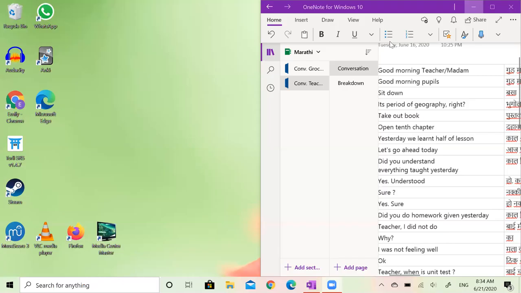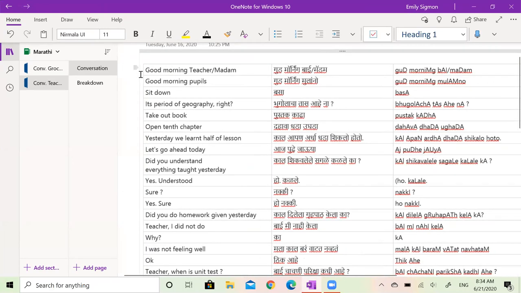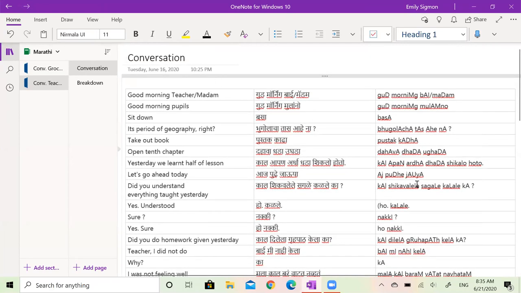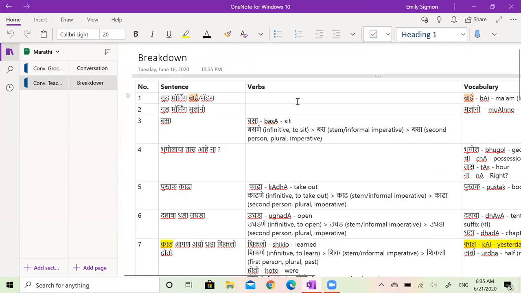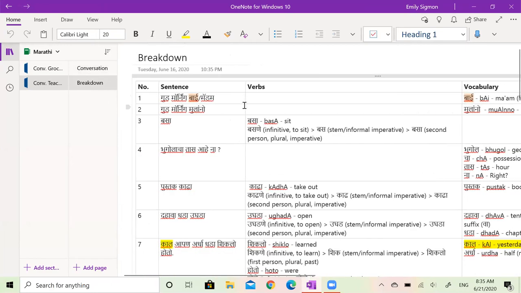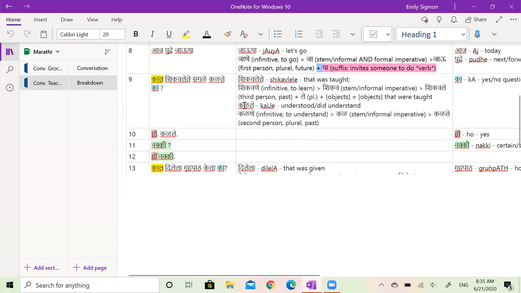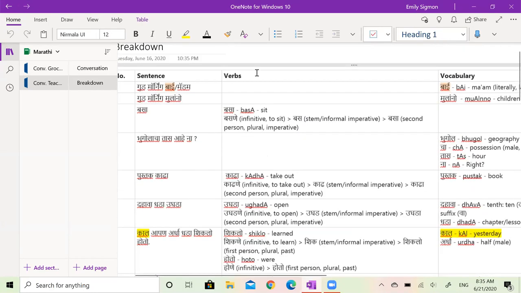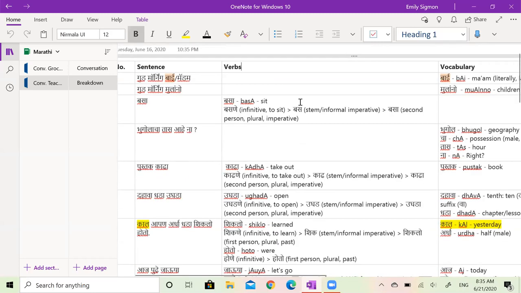Okay, let me stop sharing. This is the teacher-student conversation. What I did was paste the whole conversation into one page, and then I did a breakdown of all the sentences, with all the verbs in this column and all the vocab in this column. I have it until the 22nd sentence. I can do maybe the first 15 and then somebody else can take over the second half, however we want to do it.